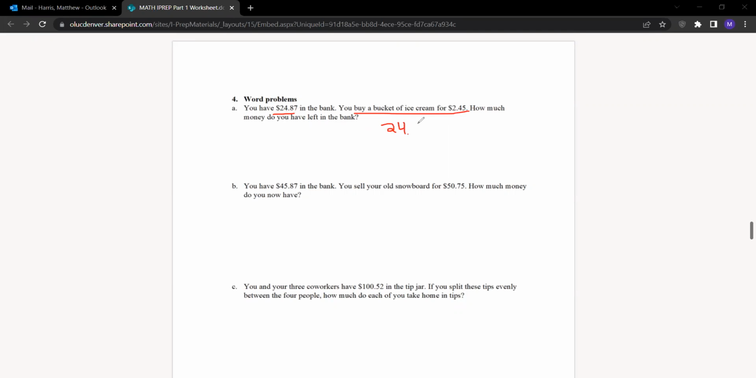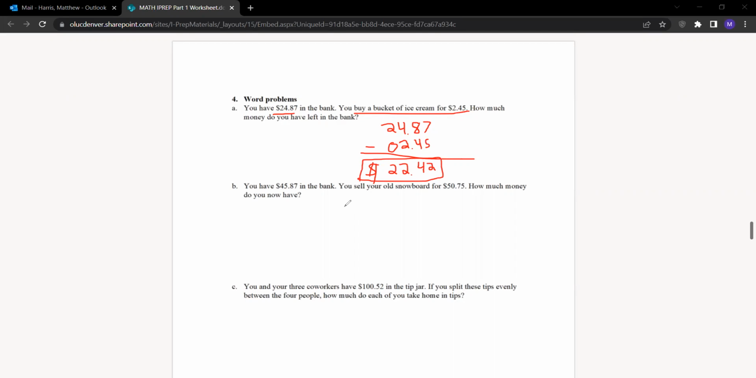So we have $24.87 in the bank, minus $2.45 that you just spent on ice cream. And now we just follow it down. So 7 minus 5 is 2. 8 minus 4 is 4. 4 minus 2 is 2. And 2 minus 0 is 2. So you spent $2.45 on ice cream, and you are left with $22.42 in your bank account.